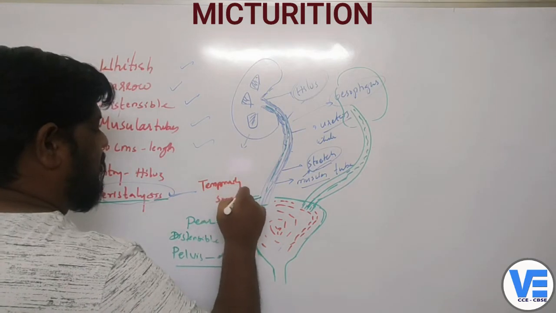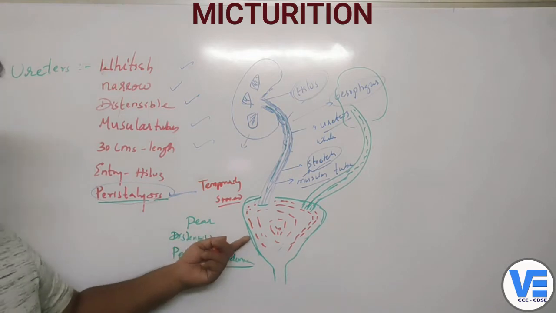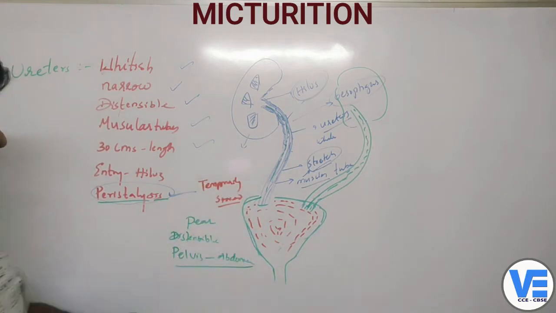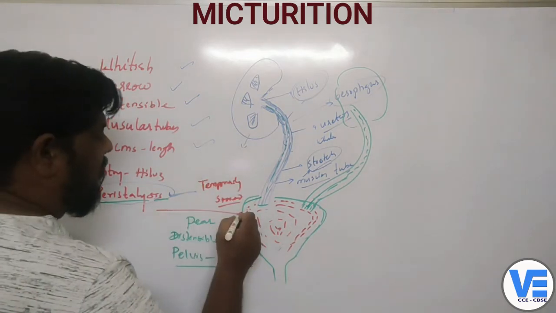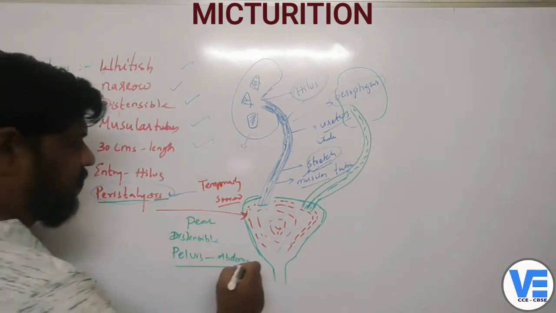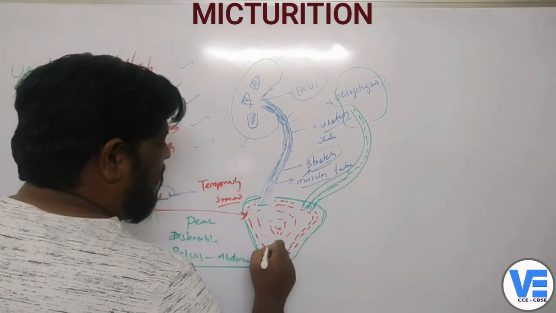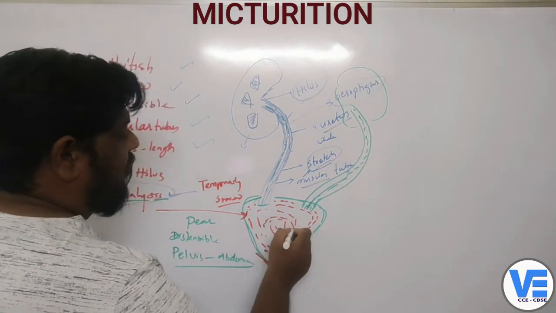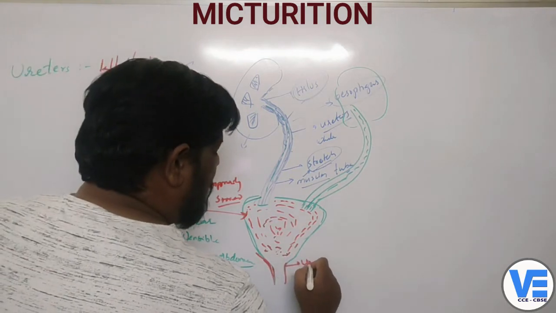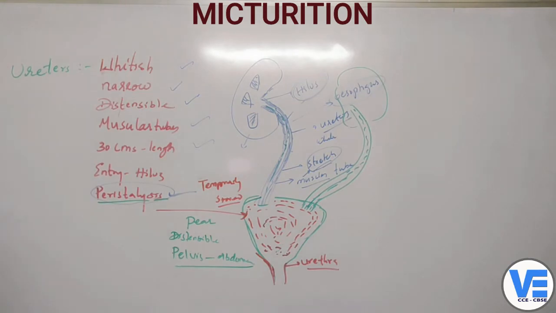Temporarily stored in the urinary bladder before it is excreted. Okay, that is the functions of the urinary bladder. So the next one is the urethra. The external opening through which the urine comes out is called the urethra.